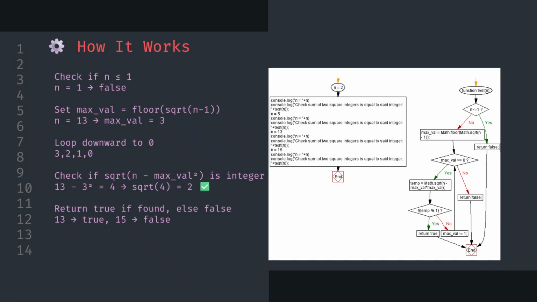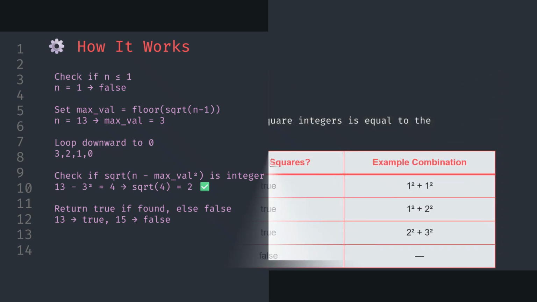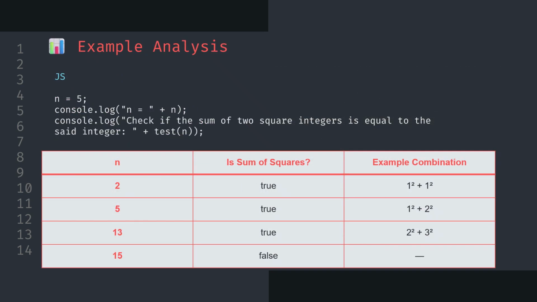By starting from the largest possible square, we reduce the number of iterations. Using square roots lets us verify perfect squares easily. We can also see that the method correctly identifies numbers that can or cannot be expressed as a sum of squares. It is simple yet effective.